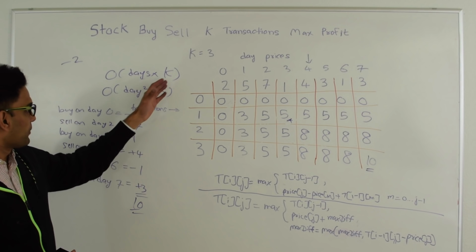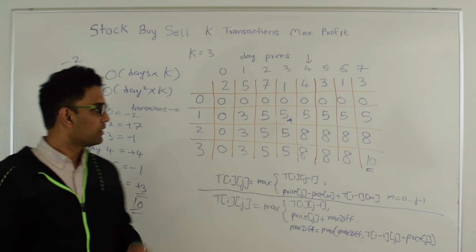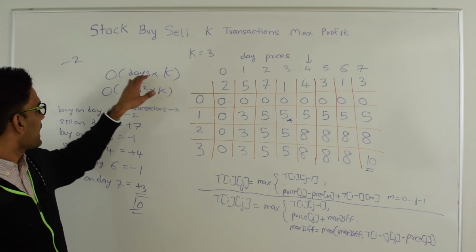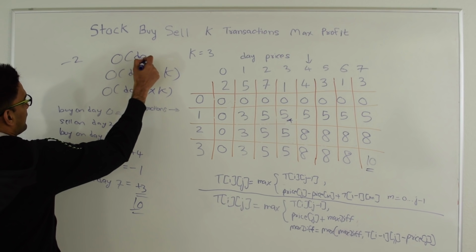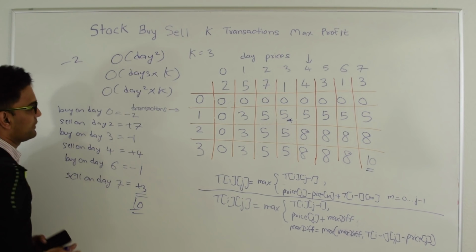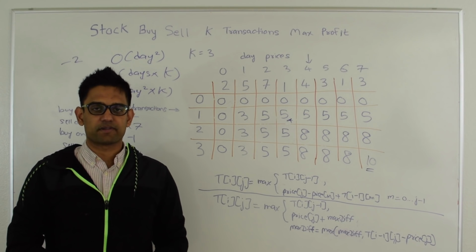Also, remember, if K is greater than days, it's not going to increase the profit anymore. So in the worst case, K can be as large as days. So in the worst case, this will be O of days, the total number of days you have, squared. So next, let's look at the code for this algorithm.